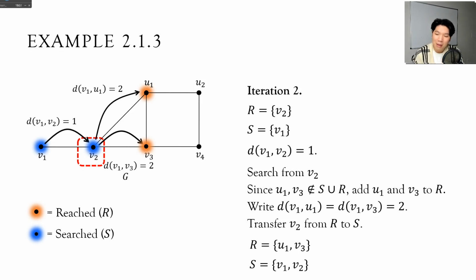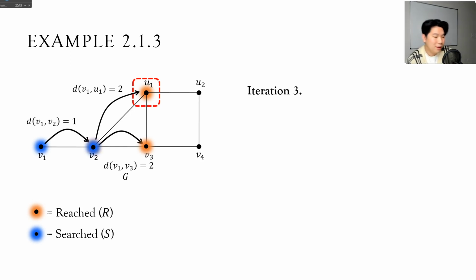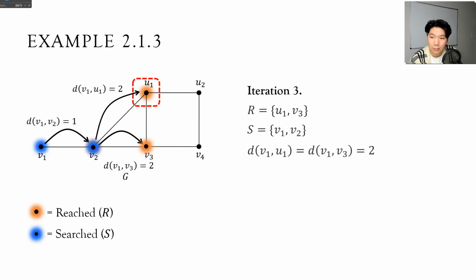Notice here that in my R, let me go ahead to iteration 3, I want to search U1. Remember what I said earlier, where R almost serves as a queue. That is first come, first serve. So in this case, I wrote down U1 first, so I'm going to search U1 first. So starting on iteration 3, and this is just our results from iteration 2.